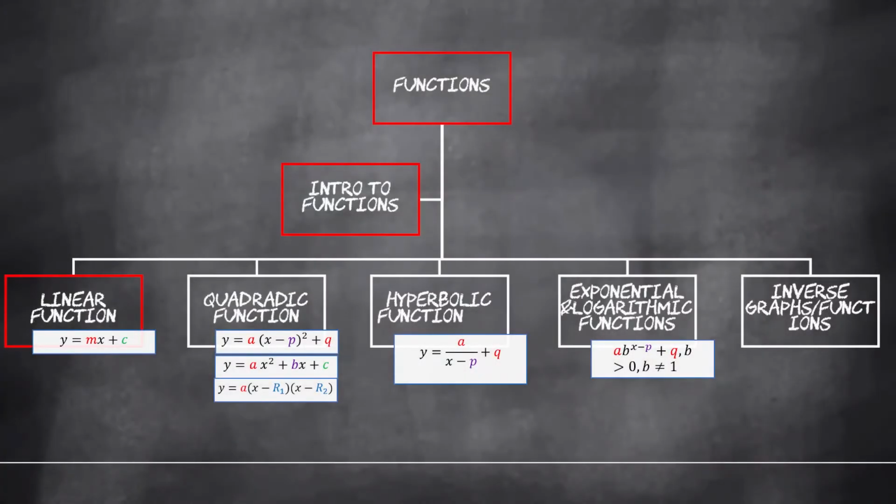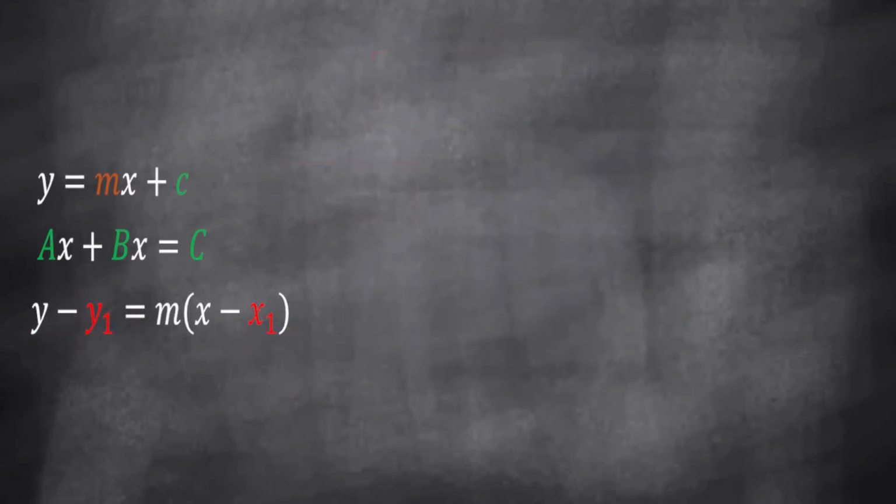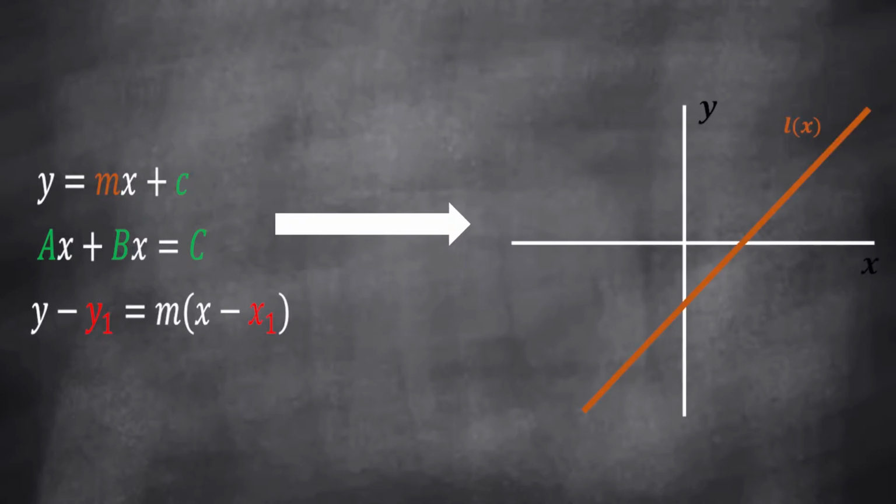Now that we know what functions are, in today's lesson we're going to learn about linear functions. Did you know that there are three kinds of equations that you can use to represent a straight line? In today's lesson we're going to learn how to translate those equations into a graphical form, and also learn how to take that graphical representation and represent it in an equation form.